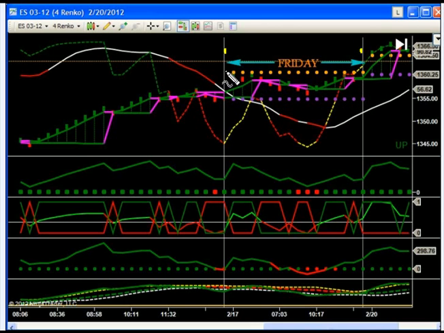This was Friday's open, and this was Thursday's close. So you see it stayed in this range on Friday, but it would have been virtually impossible to trade the 4 Renko on Friday. So any trading on the ES on Friday would have had to be on the 2 Renko, and this is rather typical of a Friday right before a long holiday weekend.